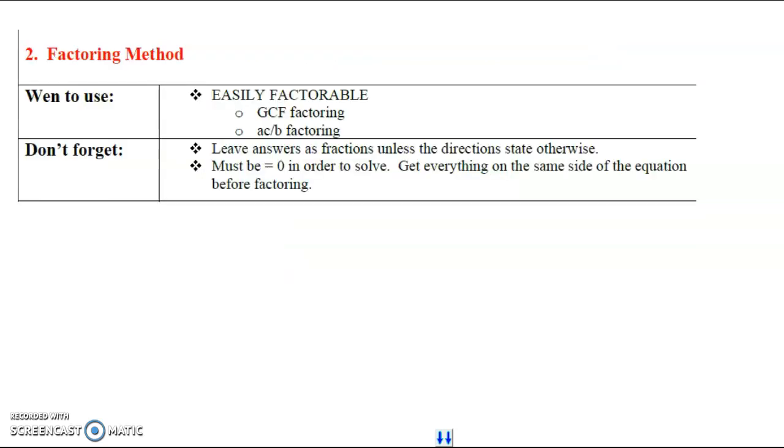We use the factoring method when they don't give you a graph, mostly. It's easily factorable. You can use either the greatest common factor factoring, or you can use the ACB factoring. Don't forget, leave answers as fractions unless the directions state otherwise. And then y must be 0 in order to solve. So get everything on the same side of the equation before factoring. So y needs to be 0.